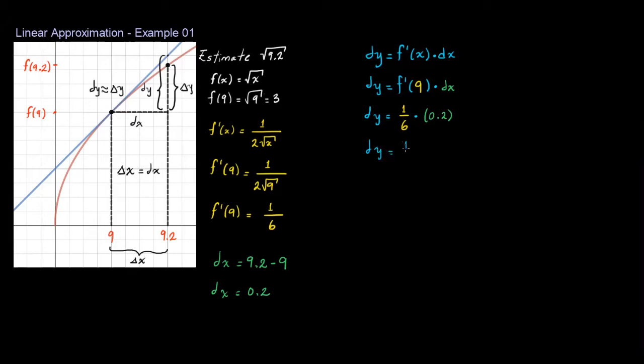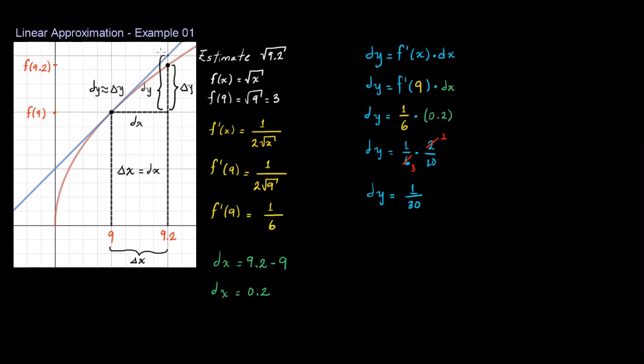Now let's work this through. dy is equal to 1 over 6 times 0.2, which is just the same as saying 2 over 10. If you divide 2 over 10, you get in return 0.2. Now we can simplify: half of 2 is 1, half of 6 is 3. So we get that dy is equal to 1 over 30. Now this dy, as we can see on the graph from the left, is really close to the delta y. But what we're actually looking for is this f of 9.2.